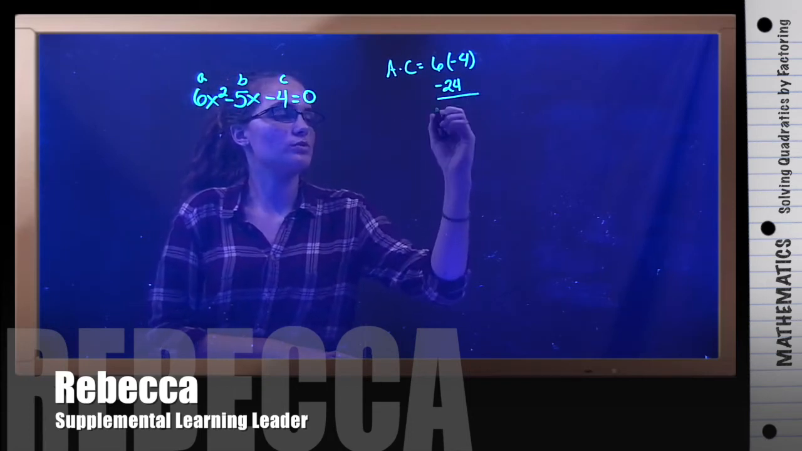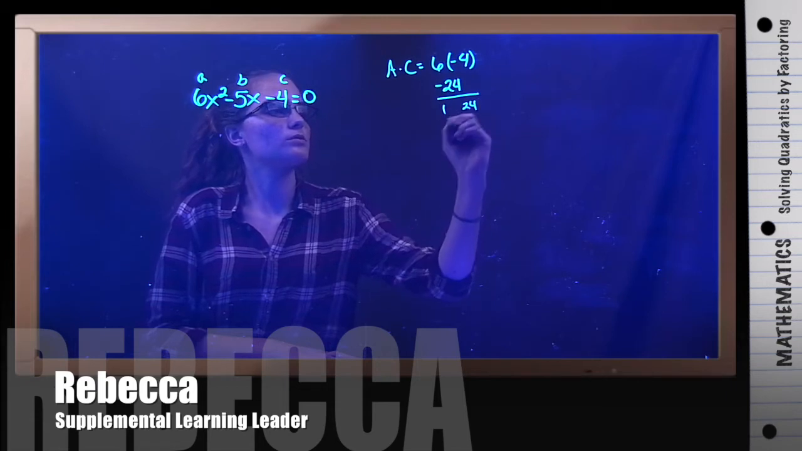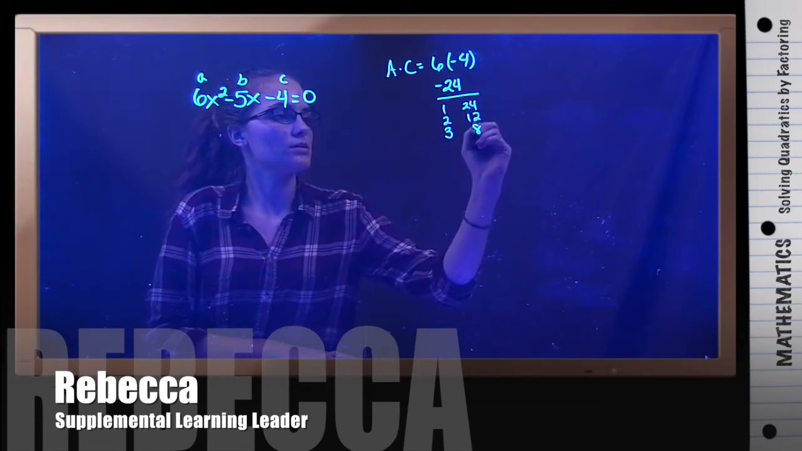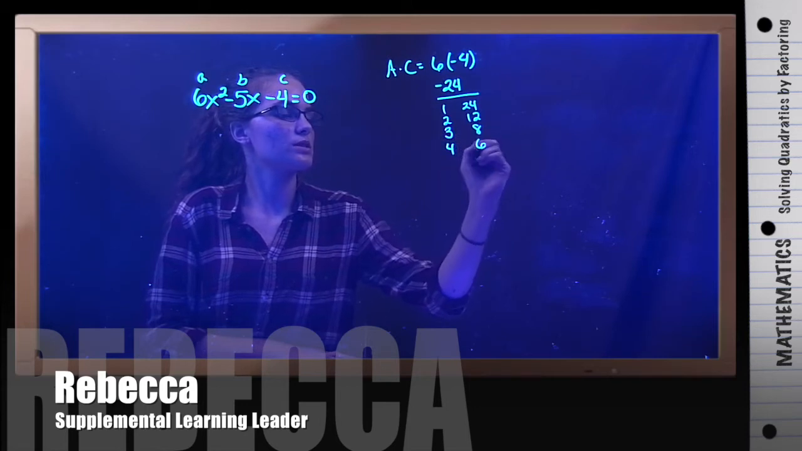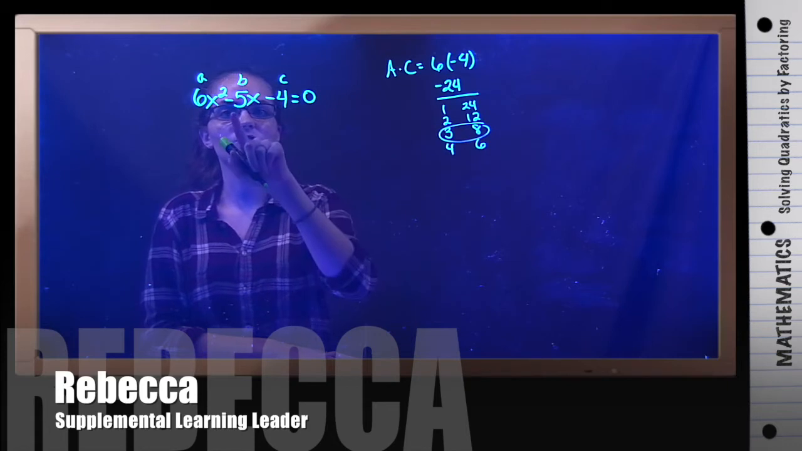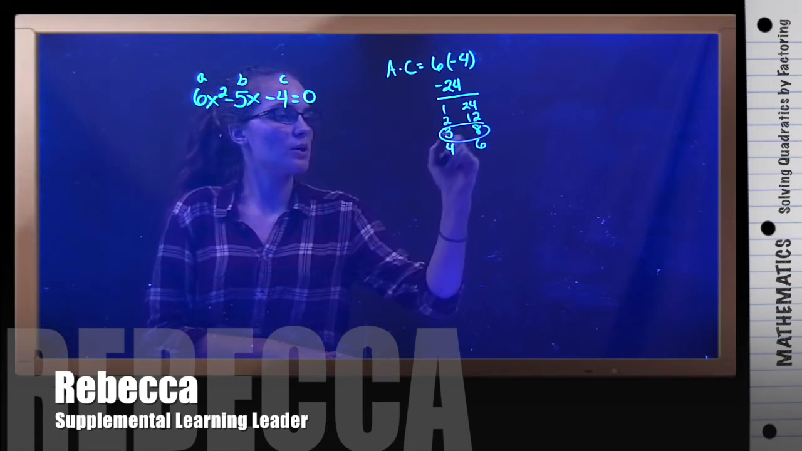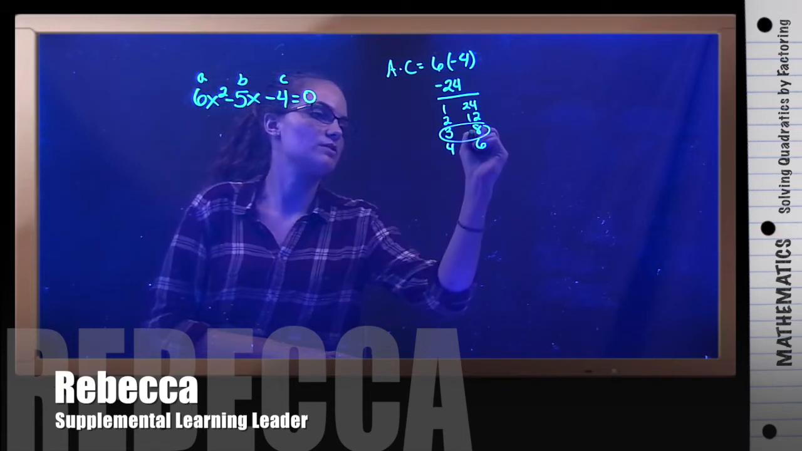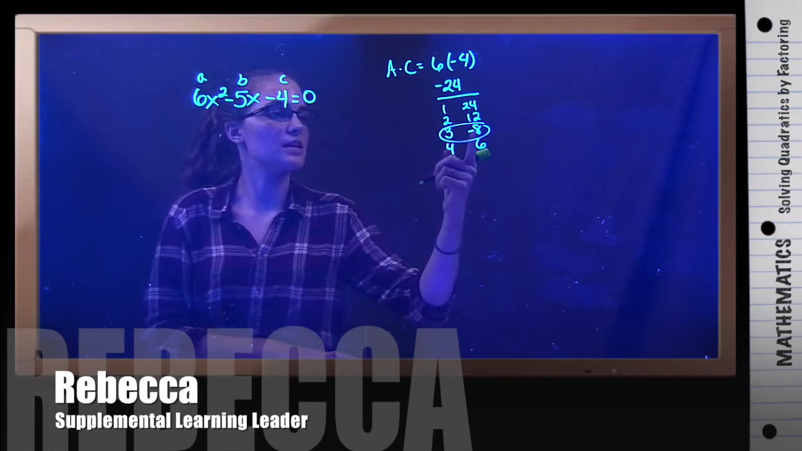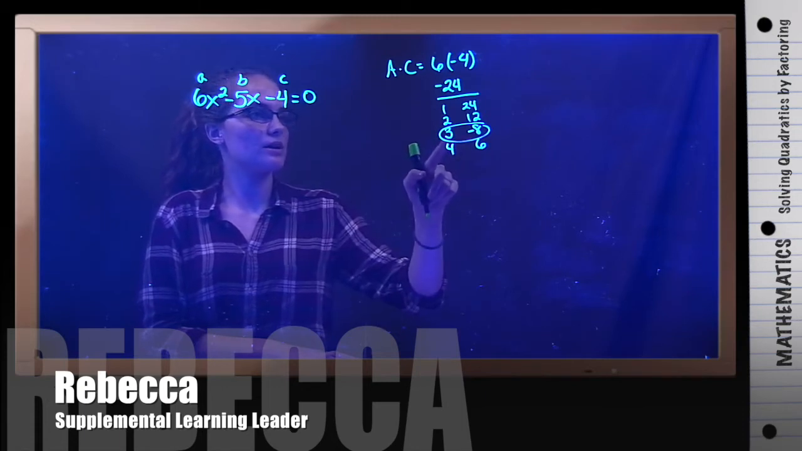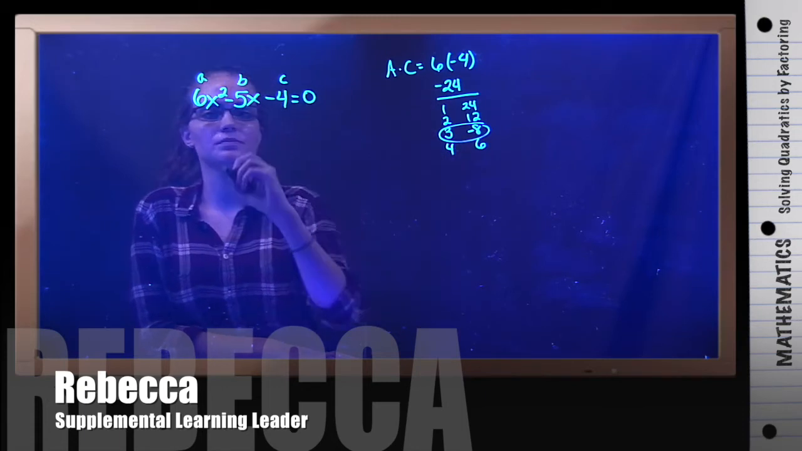So multiples of 24 are 1 and 24, 2 and 12, 3 and 8, 4 and 6. Now I see that 3 and 8 can give me 5 if I make one of them negative. And in order to give me negative 5, I have to make 8 negative, because negative 8 plus 3 makes negative 5. And negative 8 times 3 is negative 24.